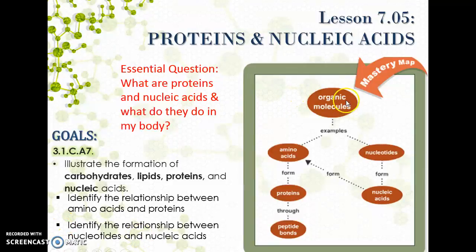Here's our mastery map. Organic molecules, some examples of those are amino acids, which form proteins through peptide bonds, and nucleotides, which form nucleic acids.